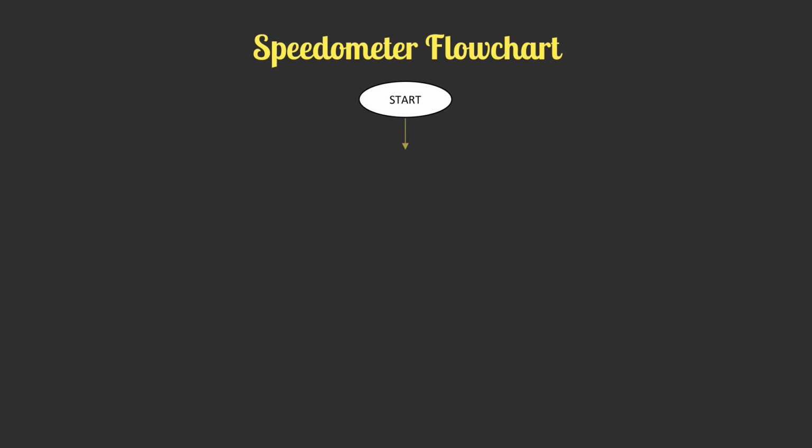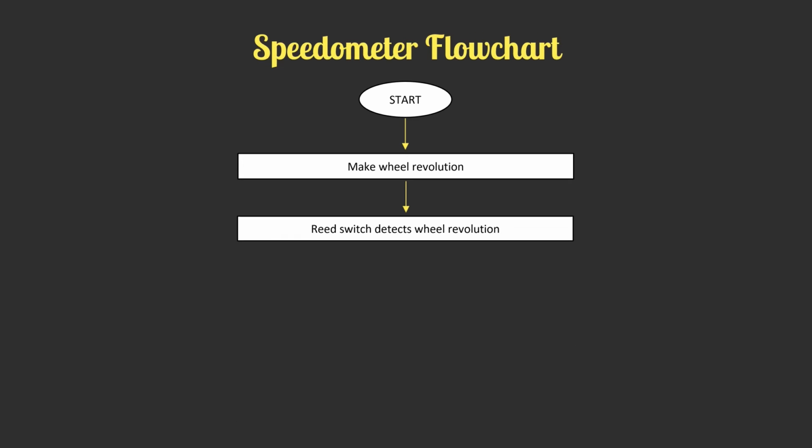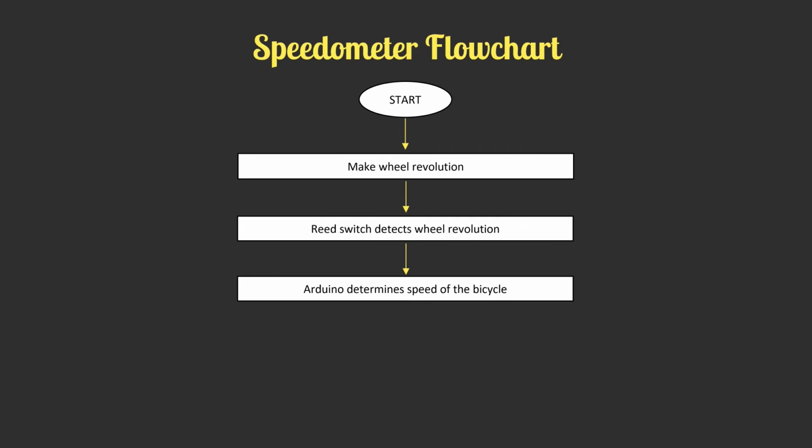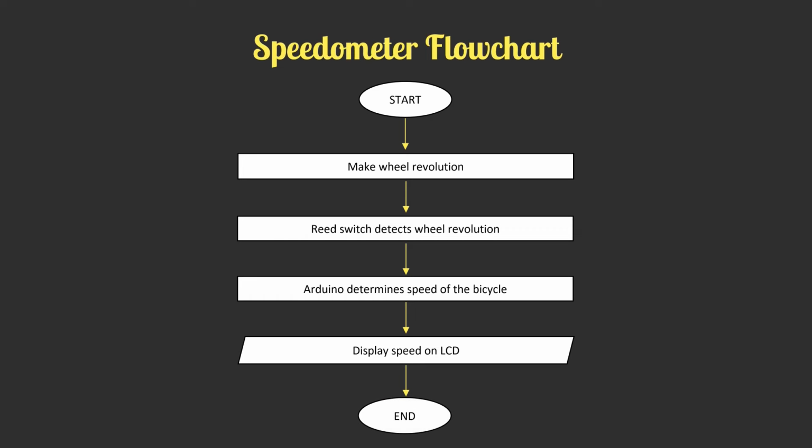Speedometer flowchart. First, we make a wheel revolution by riding the bicycle. Then, the magnetic contact switch sensor, also called a reed switch, is attached at the spokes of the wheel and the magnet is attached at the front of the wheel to detect the wheel revolution. Arduino then determines the speed of the bicycle. The bicycle speed depends on how much time is spent for the magnet and sensor to be in contact with each other when the bicycle is moving. Lastly, the speed will be displayed on the LCD as we have written in the coding.